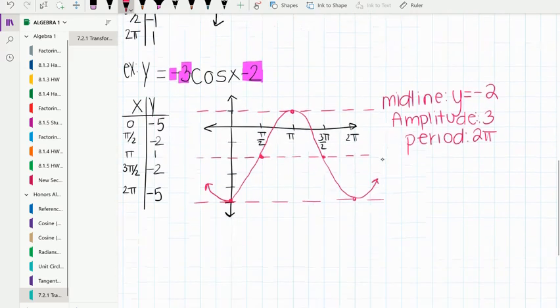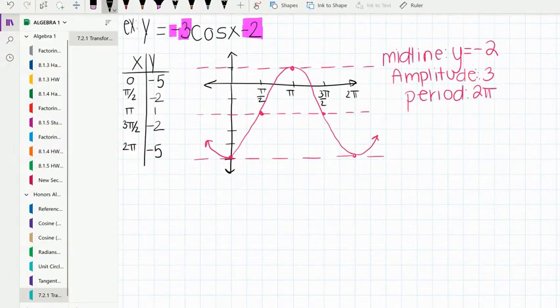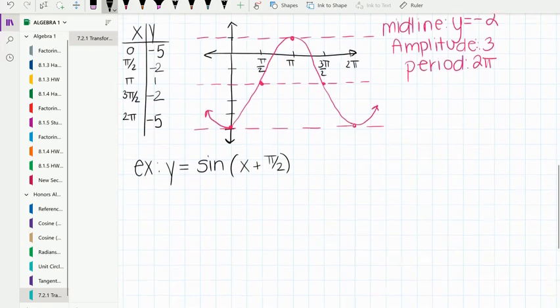All right, a couple more examples. So now we're going to add a horizontal translation. So we'll start off pretty easy. So we're just going to do y equals sine, and then x plus pi over 2. So we only have one transformation, and that's a horizontal translation, and we're moving it left pi over 2. So I know on the classwork they did moving it over in radians, which gets a little confusing.